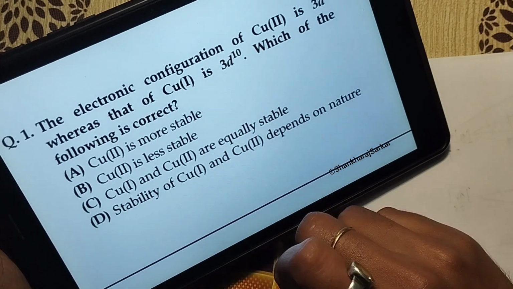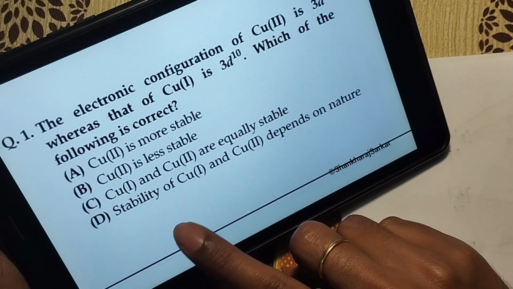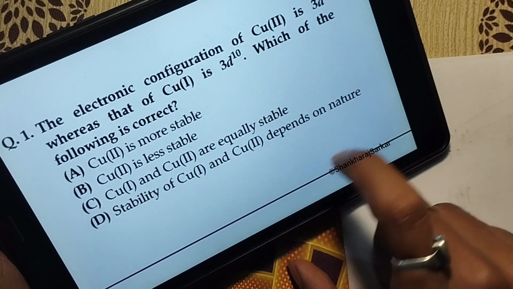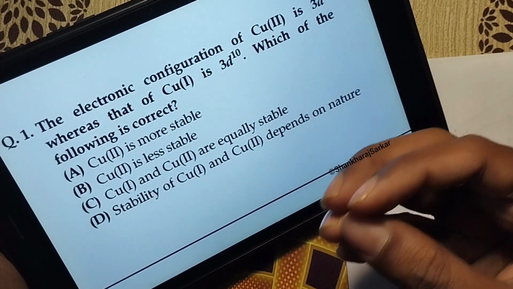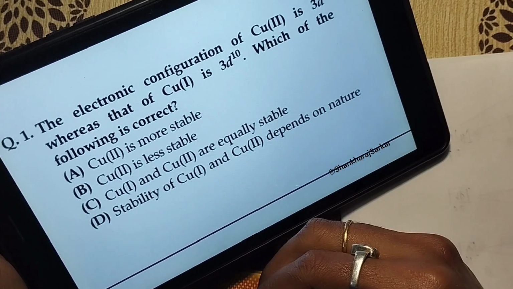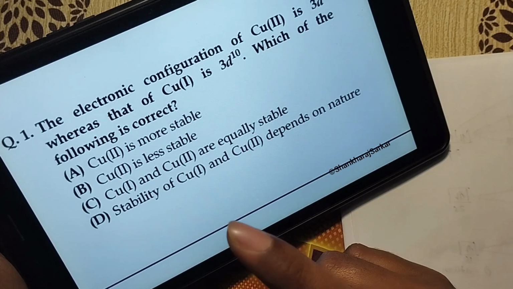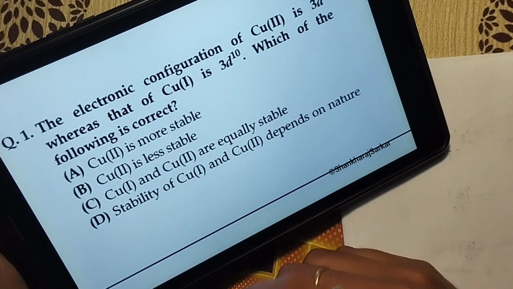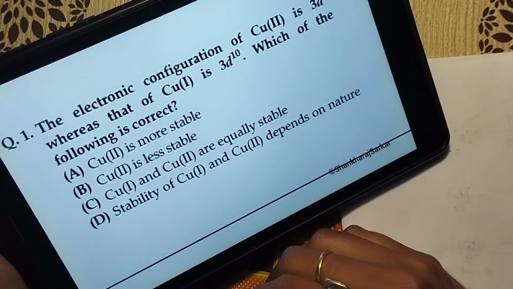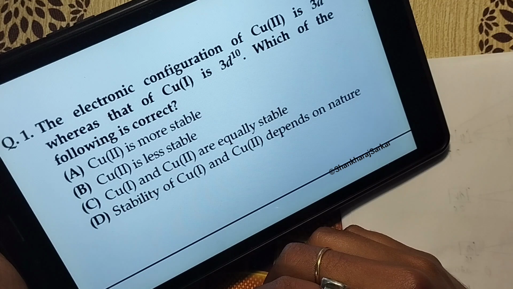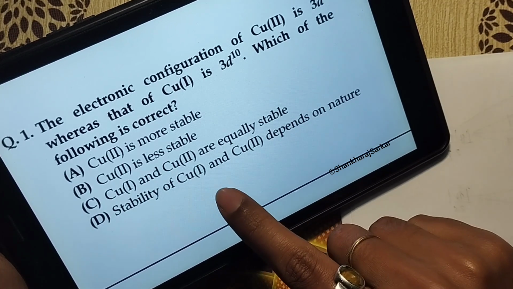Copper 2+ is more stable, copper 2+ is less stable, copper 1+ and copper 2+ are equally stable, or stability of copper 1+ and 2+ depends on the nature of the salt. This question basically deals with the charge by area of the copper ion. Here the charge by area for copper 2+ is more as compared to copper 1+. So option 1 is our correct option, because the more the charge by area, the more easily it can attract the anion. So option A is your correct answer.